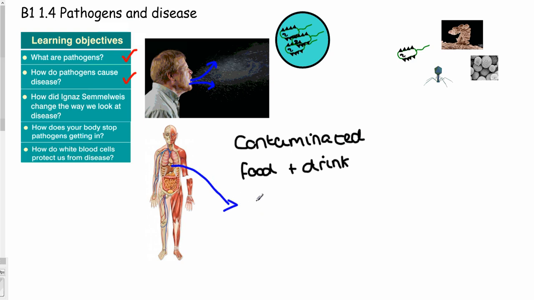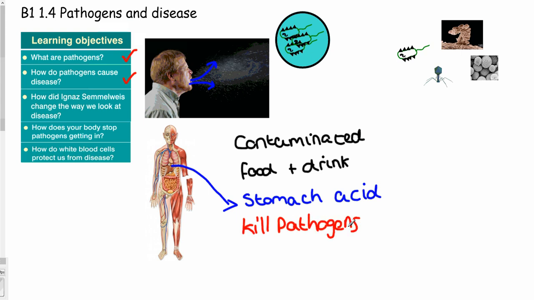Now, I mentioned earlier that mucus is transported back up and then swallowed down into our digestive system. And that is because the digestive system produces this stomach acid to kill the pathogens. It's not to digest the food. Stomach acid is purely there to kill any potential pathogens that may try and enter our bodies through our digestive system.